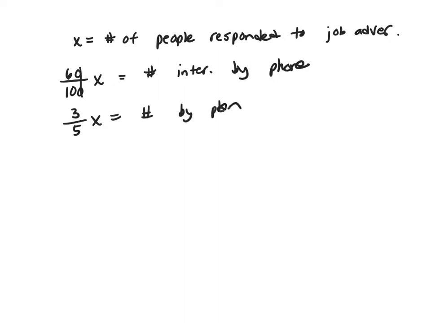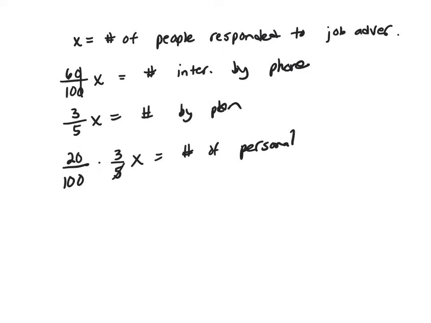And then it says 20% of those. So 20%, and 20% is 20 over 100, or you could do 0.2 if you like decimals. The same thing for that 60%, I just switched it to a fraction. So 20% of, multiply, 3/5 of X, that's going to be the number of personal interviews.